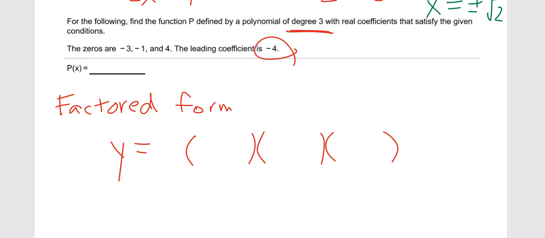I think you mean something different. I think you got the right idea in your mind. We know that x is equal to -3, x is equal to -1, and x is equal to 4. We need to translate those into factors.